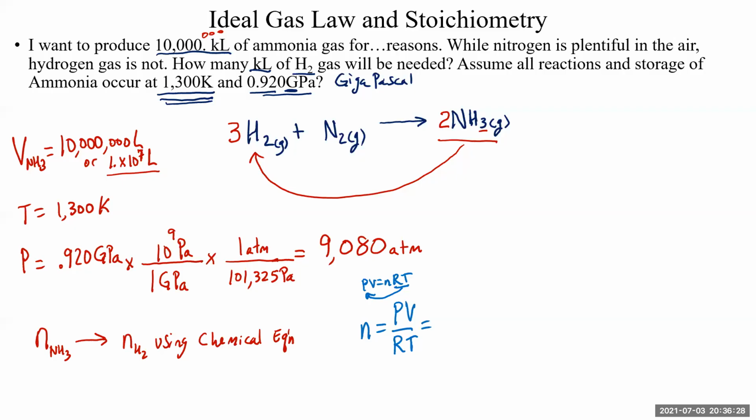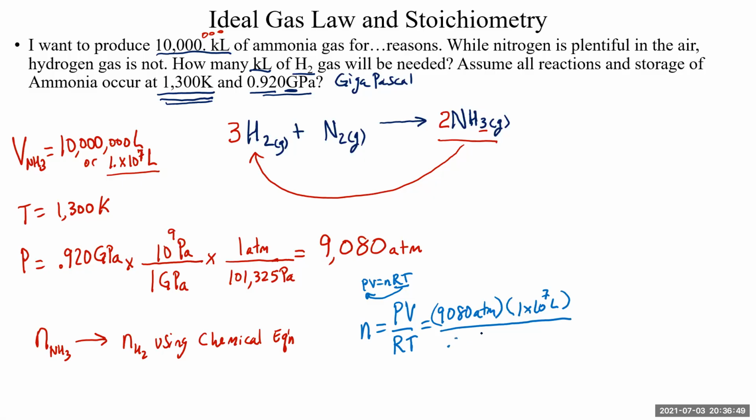So we put in our pressure, which is 9,080 atmospheres, multiplied by our volume, which is 1 times 10 to the 7th liters. This is going to be a big number of moles. Times 0.0821. This is in units of liters, and that's fine because we're using liters. Later on, we can convert to kiloliters. Actually, we will, because we wanted the answer in kiloliters. Times the temperature, which is 1,300 kelvins.